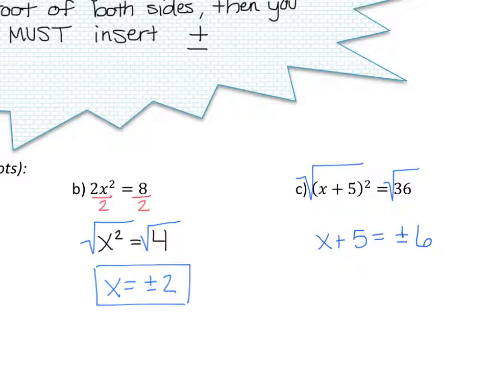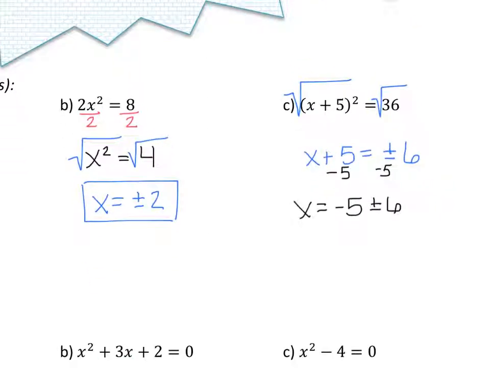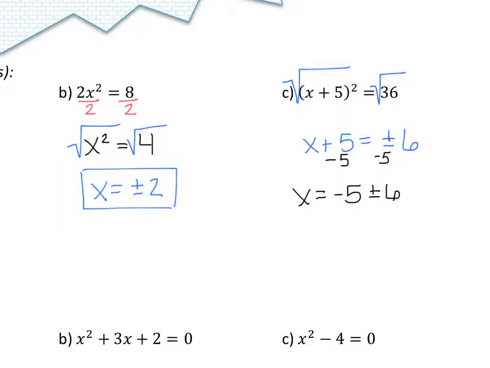Now we're solving for x, so move the 5 over by subtracting it. X equals negative 5 plus or minus 6. Are those like terms? Can we usually add a negative 5 and a 6? Yes, so we have to go ahead and add them, but we've got to do it twice. Once for the positive, once for the negative. So what is negative 5 plus 6? Positive 1. What's negative 5 minus 6? Negative 11. So those are your two answers.